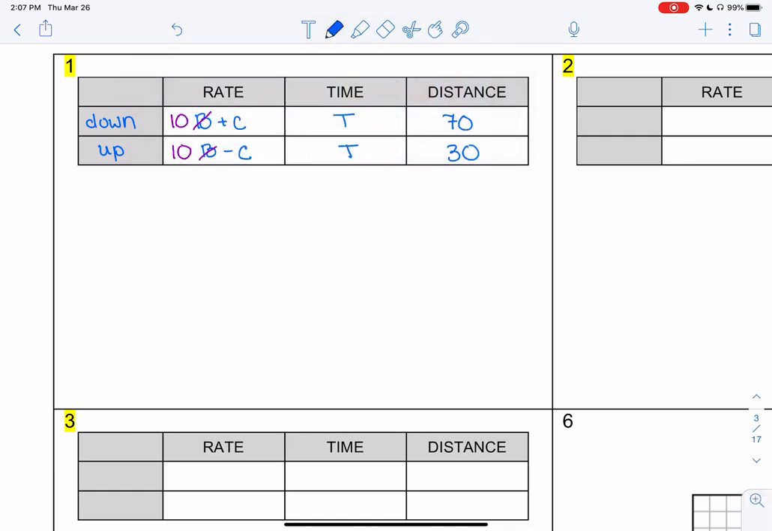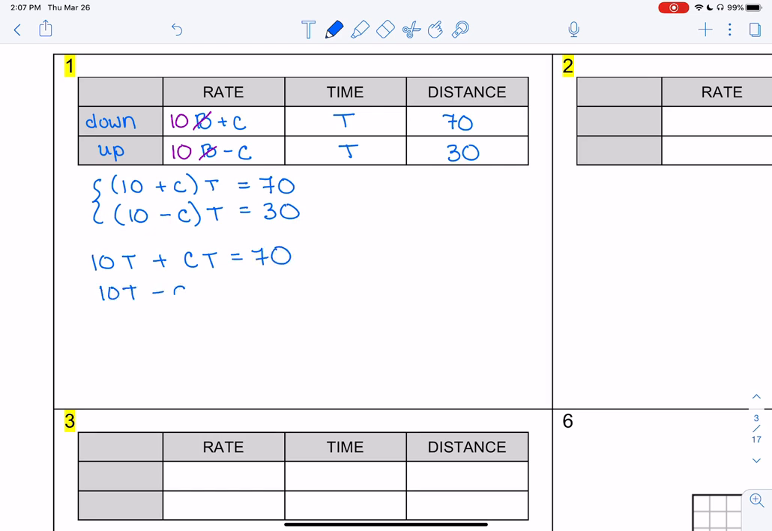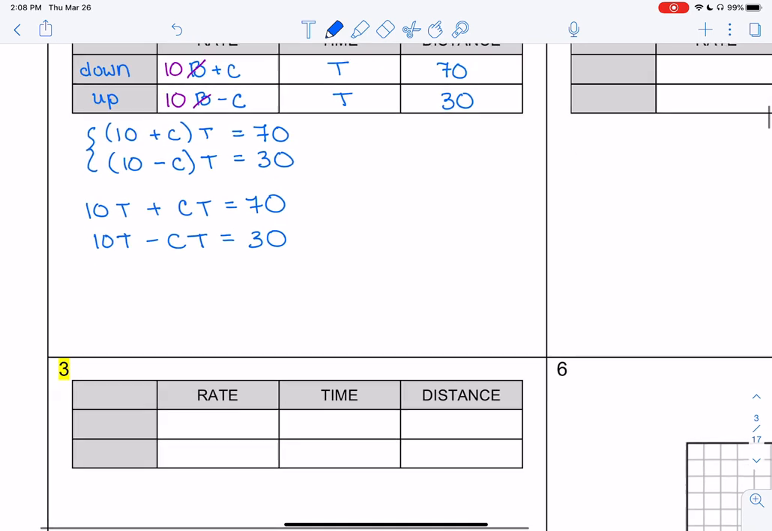Okay, and then I'm ready to write my system of equations. I have 10 plus C, put that in parentheses, times the T, equals 70. And then I also have 10 minus C times T equals 30. Go back and distribute the T across both of those. So 10T plus CT equals 70. 10T minus CT equals 30. This one is set up already where the double variables are going to eliminate.